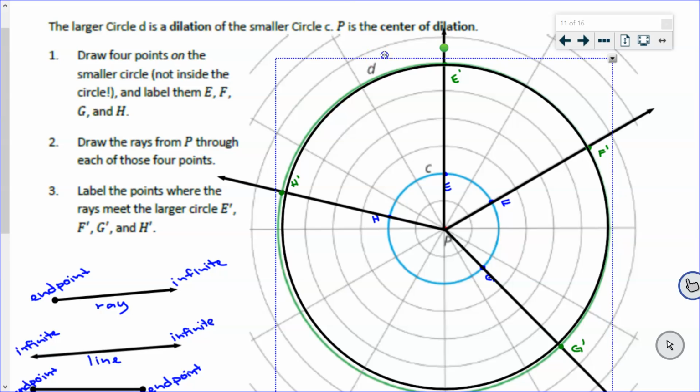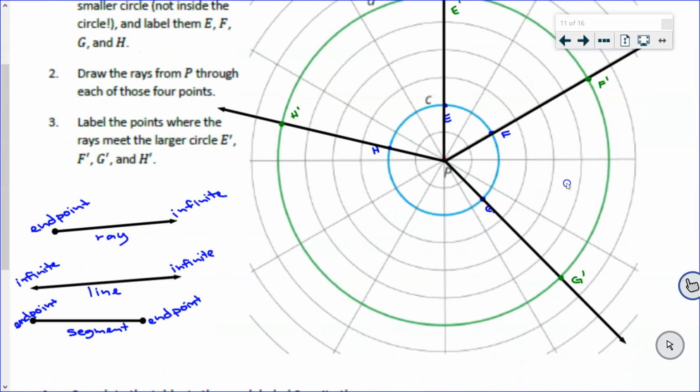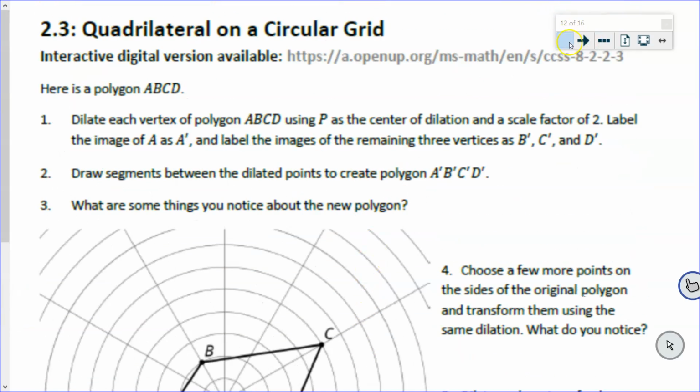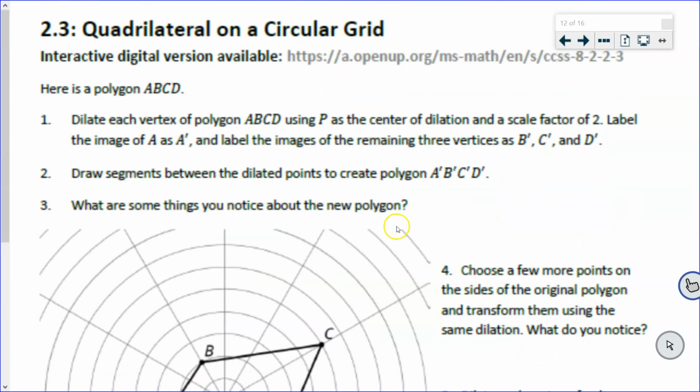I want you to understand the process and just how important that process is, because now we're going to be duplicating that over here. Okay? What we did is we started with a ray, the ray that went from the center past that point and beyond. And that's how we were able to determine where that new point was going to be. So let's take a look at the next one.